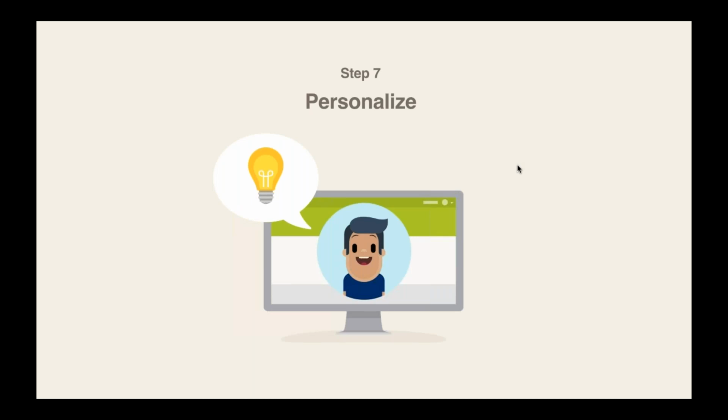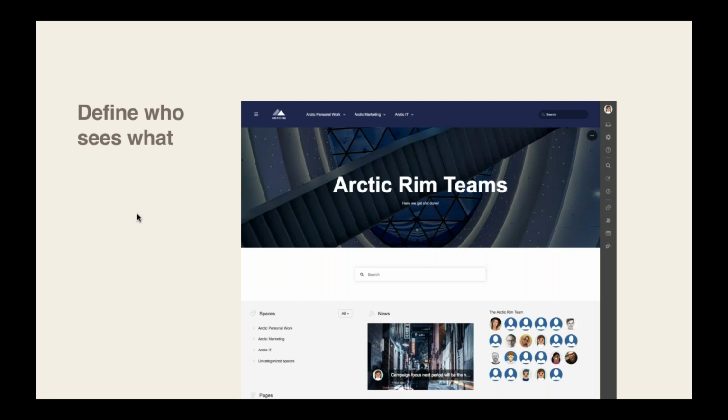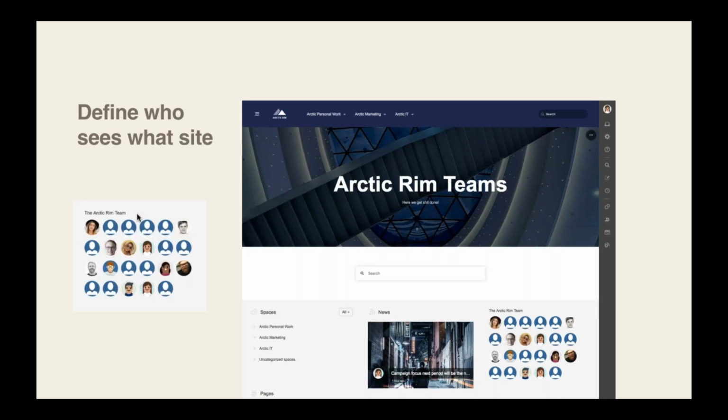Okay, so this brings us to the final step in order to build our really kick-ass Confluence, and that is to personalize Confluence where possible. So let's go back here to have a look at this Arctic Rim team site home. And there's a few different ways that we can make this more personal. So the first one is, here we have the Arctic Rim team and all the users within this team.